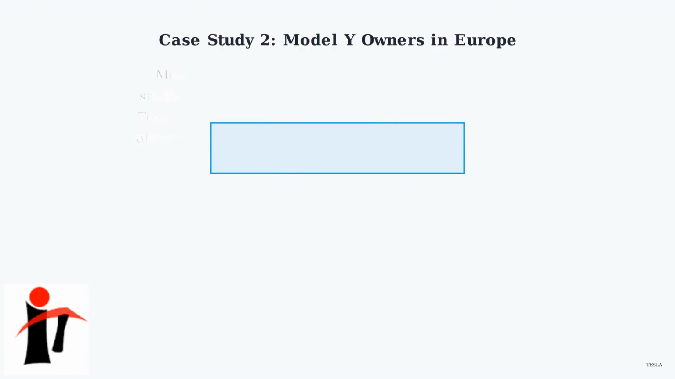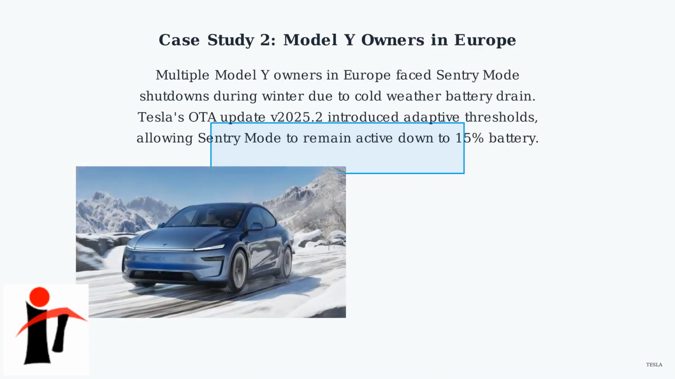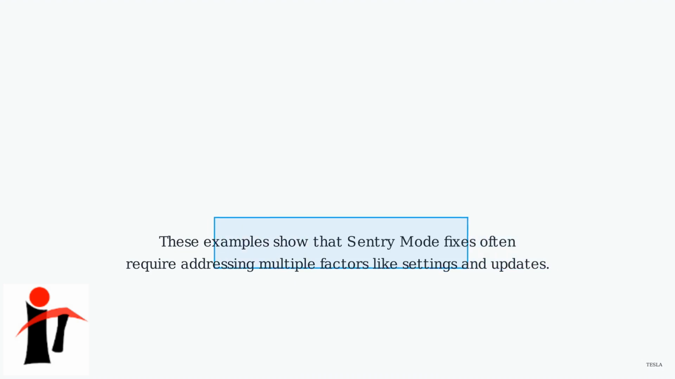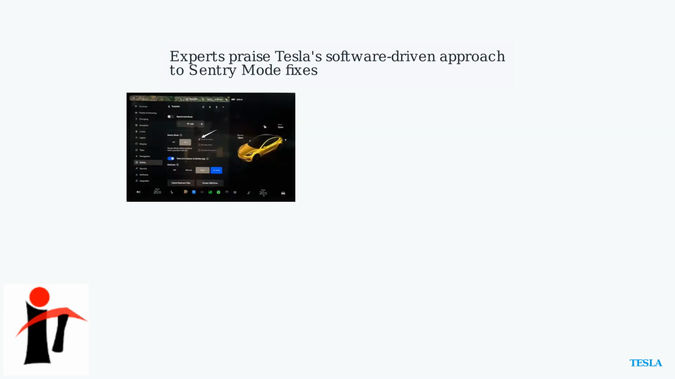In another example, several Model Y owners in Europe experienced shutdowns during winter months because cold temperatures accelerated battery drain, triggering Tesla's safety protocols. Tesla addressed this through an over-the-air update, introducing adaptive battery thresholds that allow Sentry Mode to operate even at lower levels in cold conditions. These real-world cases demonstrate that resolving Sentry Mode issues typically involves multiple steps, combining app settings adjustments, software updates, and environmental considerations.